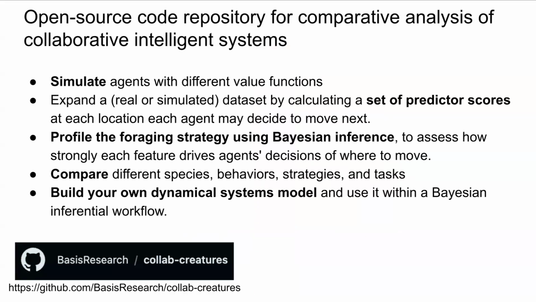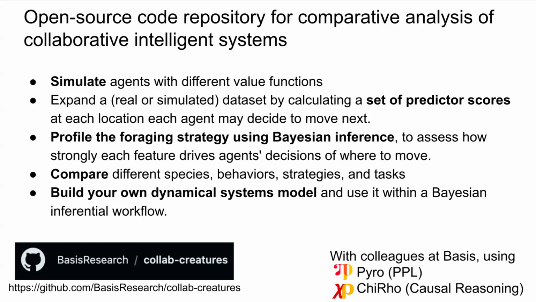And so we posted this code in a repository that we're calling Collab Creatures on GitHub. And this is also drawing on some of the other work from others at BASIS with Pyro and Chirho, which are causal probabilistic programming frameworks. So yeah, it would be great if anyone has a data set that they're interested in trying some of these tools on, please reach out.